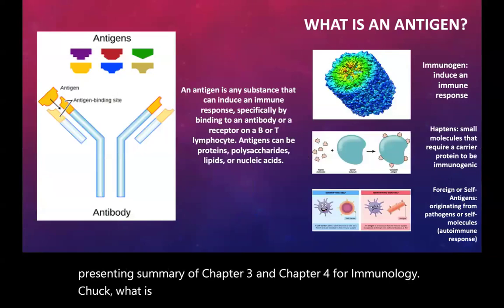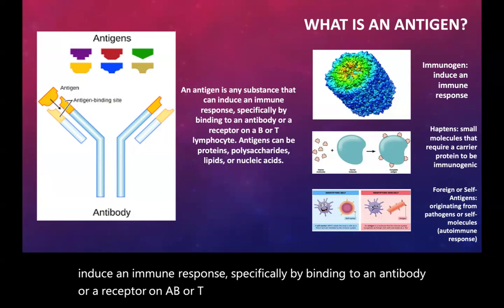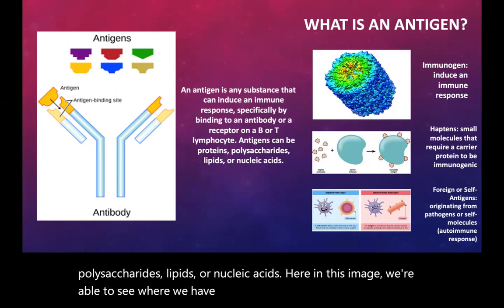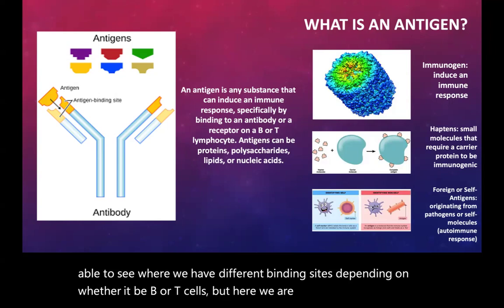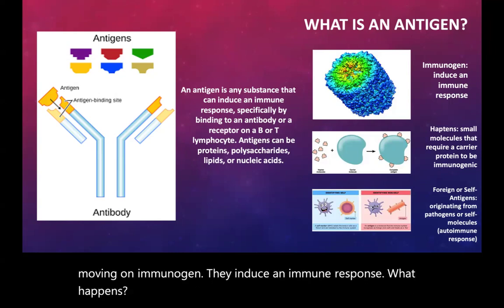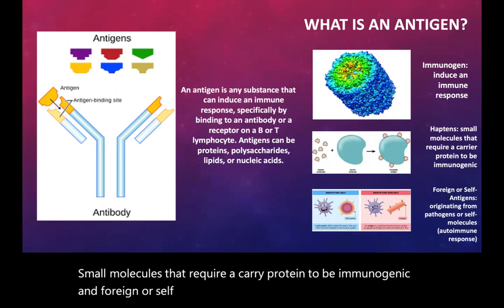What is an antigen? An antigen is any substance that can induce an immune response, specifically by binding to an antibody or receptor on a B or T lymphocyte. Antigens can be proteins, polysaccharides, lipids, or nucleic acids. Here in this image, we're able to see where we have different binding sites depending on whether it be B or T cells, but here we are presenting a B cell. Moving on, immunogens induce an immune response, while haptens are small molecules that require a carrier protein to be immunogenic, and foreign or self-antigens originate from pathogens or self-molecules.